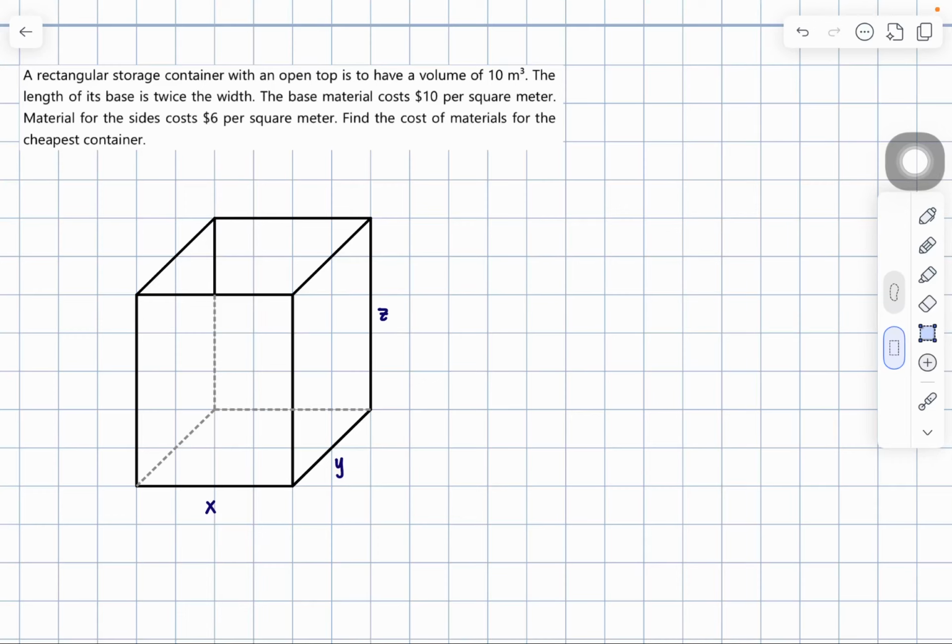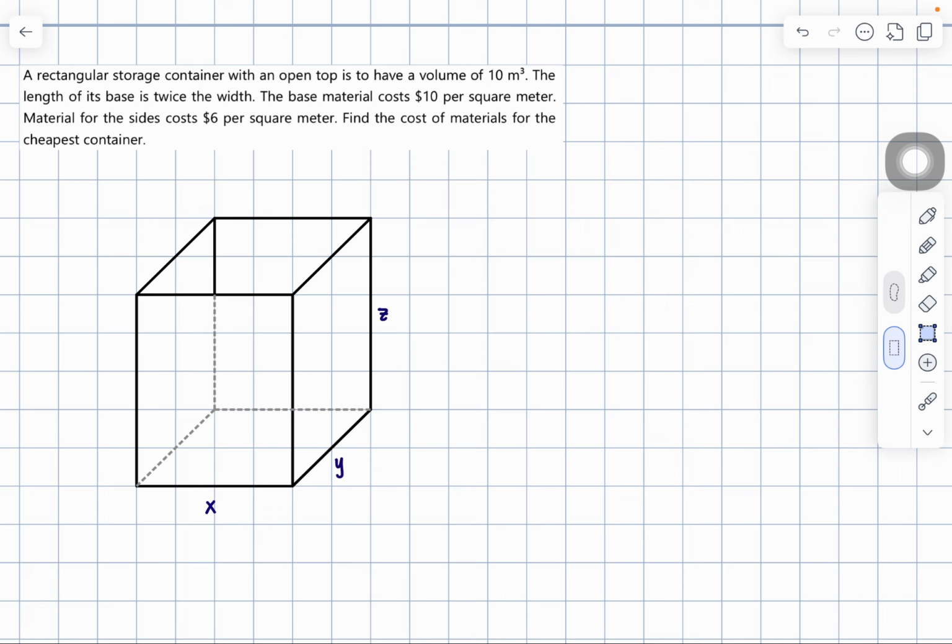A rectangular storage container with an open top is to have a volume of 10 cubic meters. So, meron tayong box dito na 10 cubic meters yung kaya niyang i-carry, and the length of its base is twice its width. The material cost would be, for the base, $10 per square meter, and for the sides, $6 per square meter. Find the cost of the materials for the cheapest container.